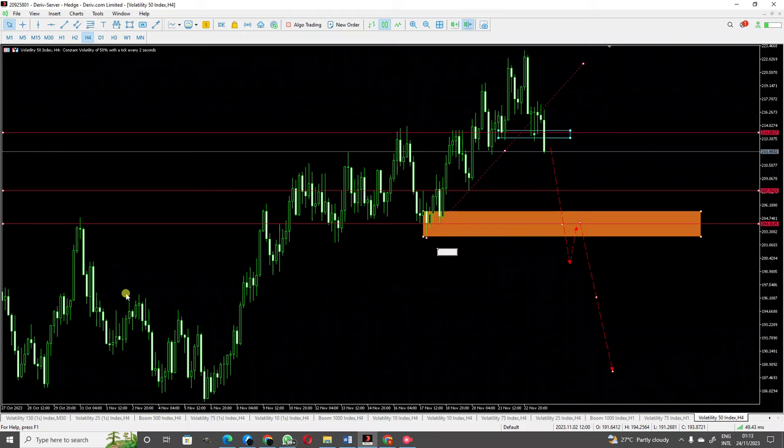Yeah? Now let's continue analyzing the market. So right here, look at this. The market had issued out what? A trend line like this, or it would have touched the trend line like this. Yeah? The trend line like this. Look at this. We had what we call a W formation right there. A W formation right there.